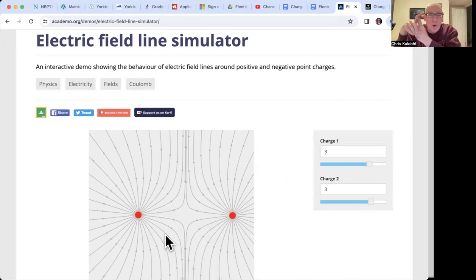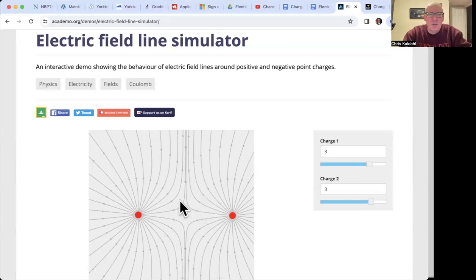So we had idea number 1, they're always away from positive and towards a negative. Number 2, the number of lines directly relates to the intensity of the charge. More charge, more field lines. And then rule 3, field lines can never cross one another. You'll notice that these lines approach each other and then they just go away from each other because they can't cross.